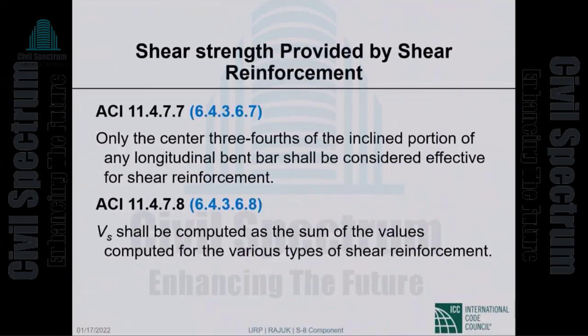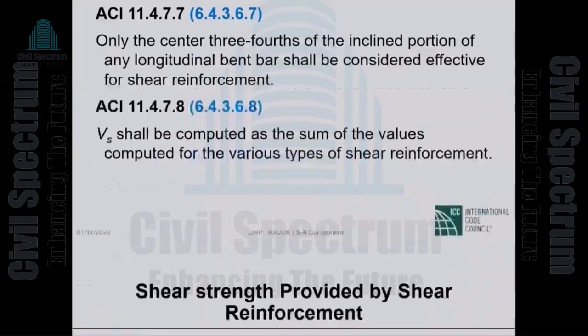Okay. Then, even though this is inclined bar, this is I think important. So only the center 3/4 of the inclined portion of the longitudinal bent bar shall be considered effective for shear reinforcement. V sub S shall be computed as the sum of the values computed for the various types of shear reinforcement. This is important. If you have inclined bars and stirrups, the V sub S will be the combined contribution of the inclined bars and the stirrups.